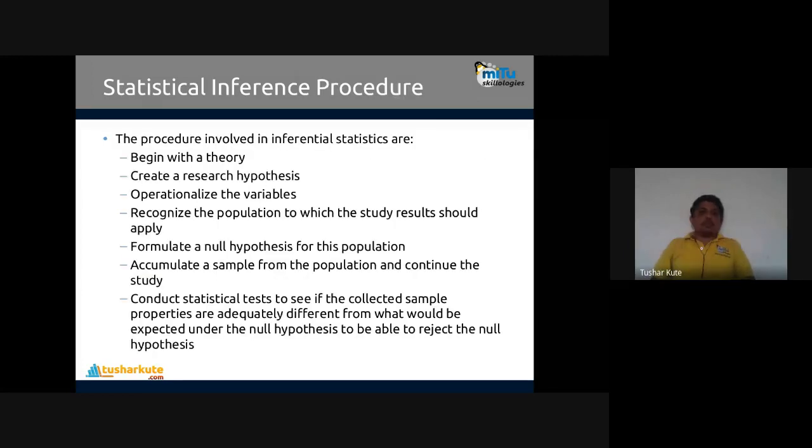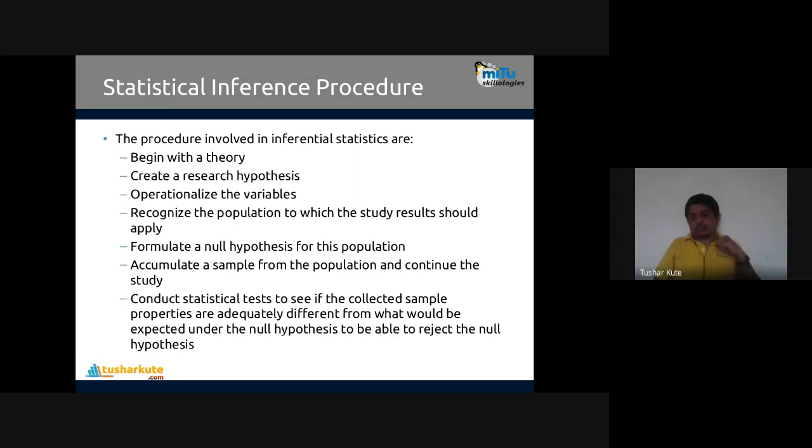There's a procedure which is followed in statistical inference, which we can see over here. Some 7-8 steps are present in statistical inference. Begin with a theory. I think that this may be possible. Your theory is based on your observation; it's not like I just put any kind of theory. We put, this is my observation, I think that this may happen.